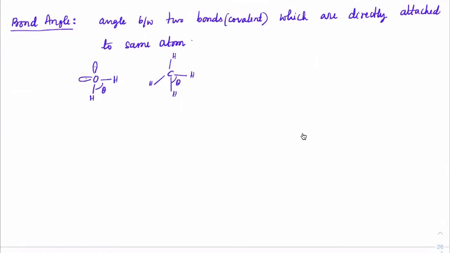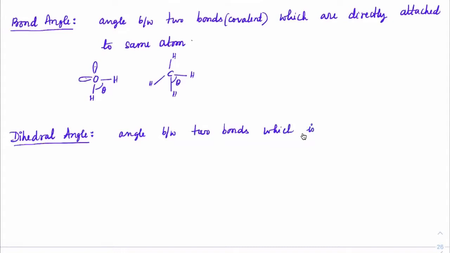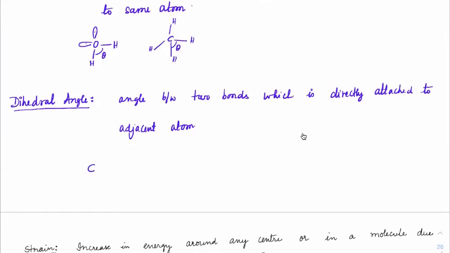Then there is one more type of angle called the dihedral angle. The dihedral angle is the angle between two bonds which are directly attached to adjacent atoms. Got it?